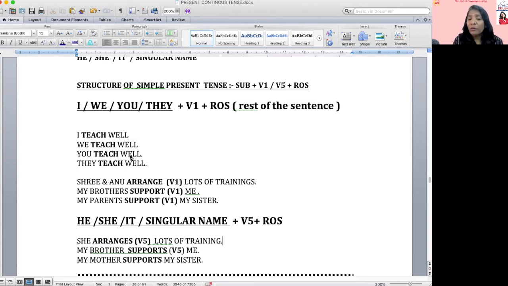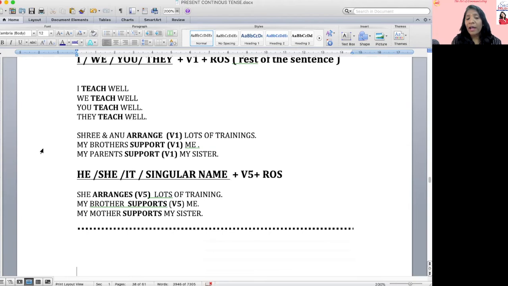Let us see how we use V5. We use V5 when the subject is third person. I mean to say, when the subject is singular, like he, she, it, or any singular name, the verb should be V5. Like, she arranges lots of trainings, right? She arranges lots of trainings. I used arranges, V5, because the subject is singular. My brother supports me. My brother is singular, right? So I use supports. My mother supports my sister.